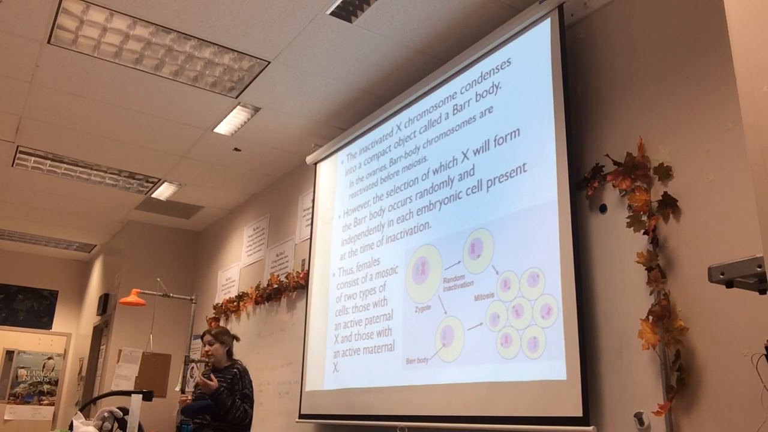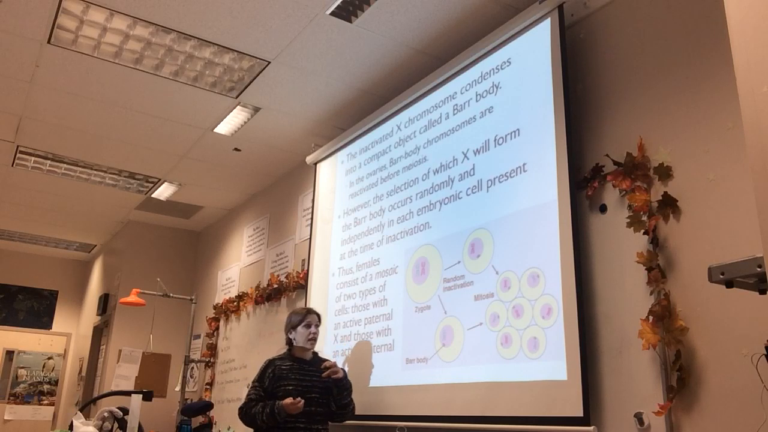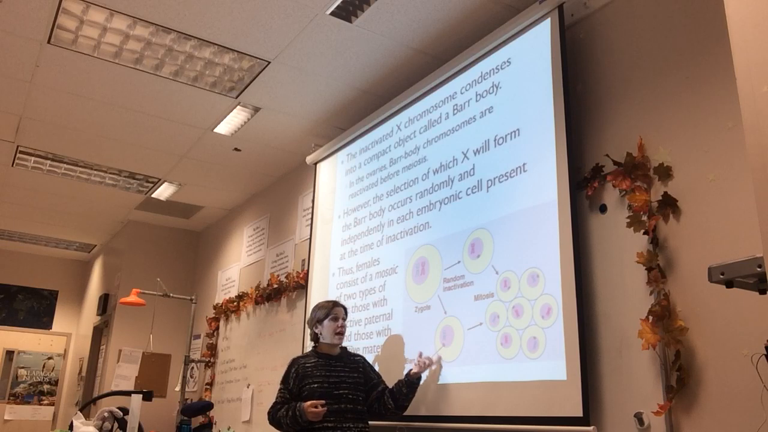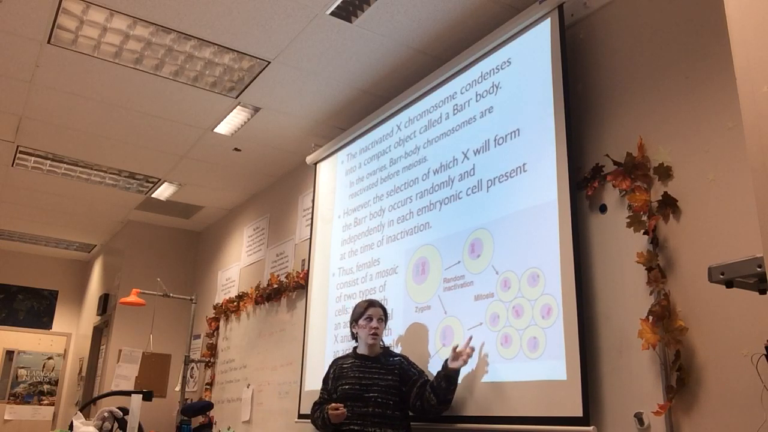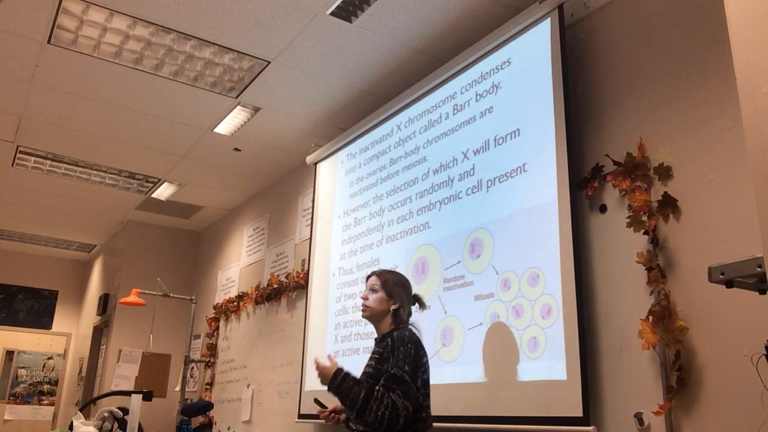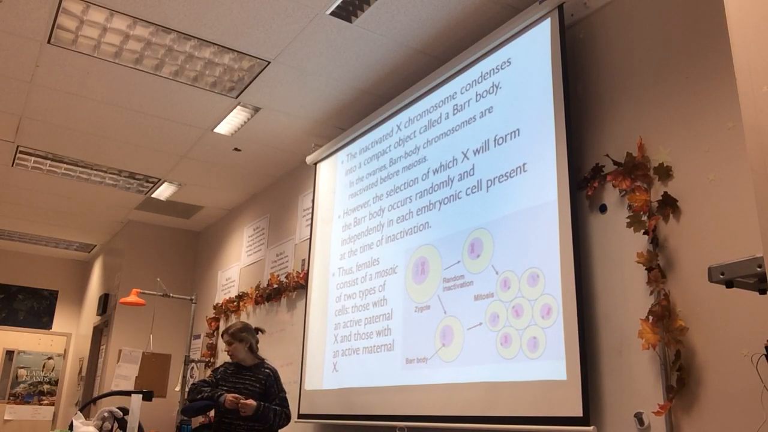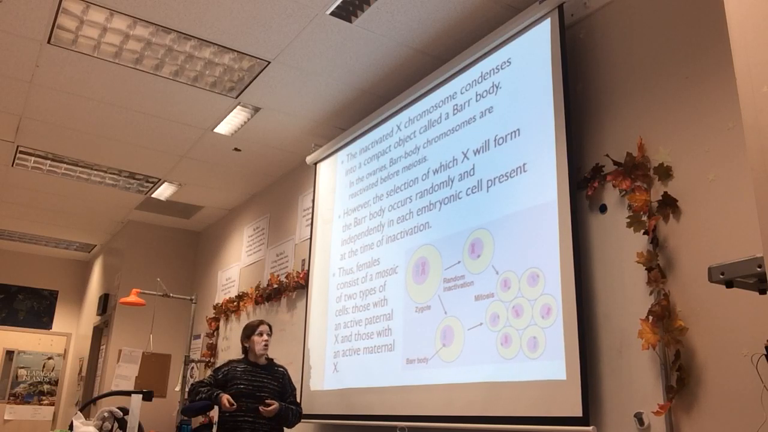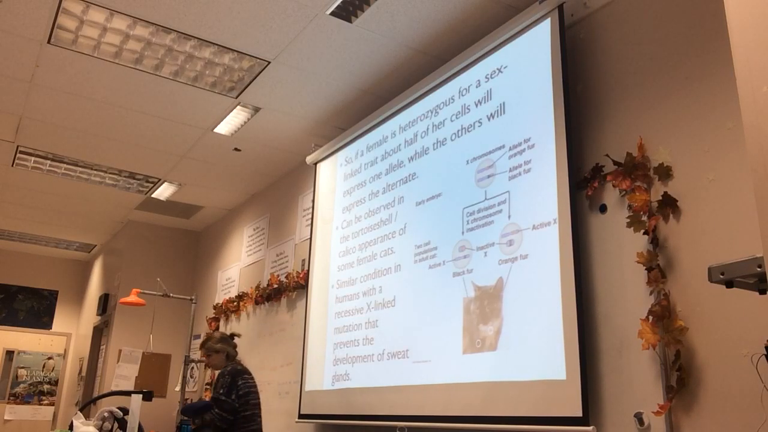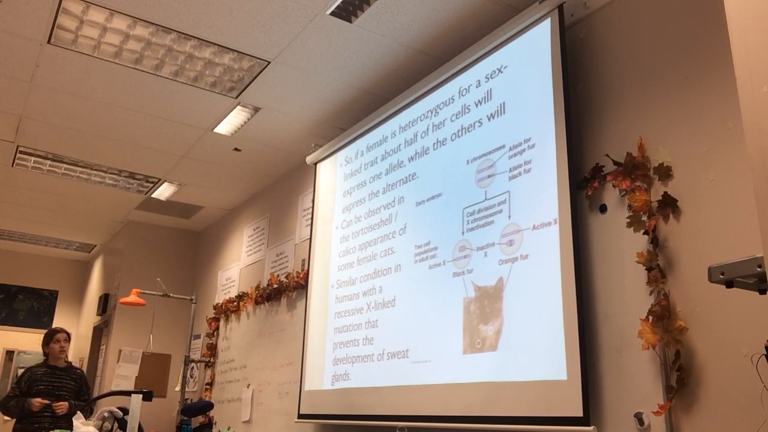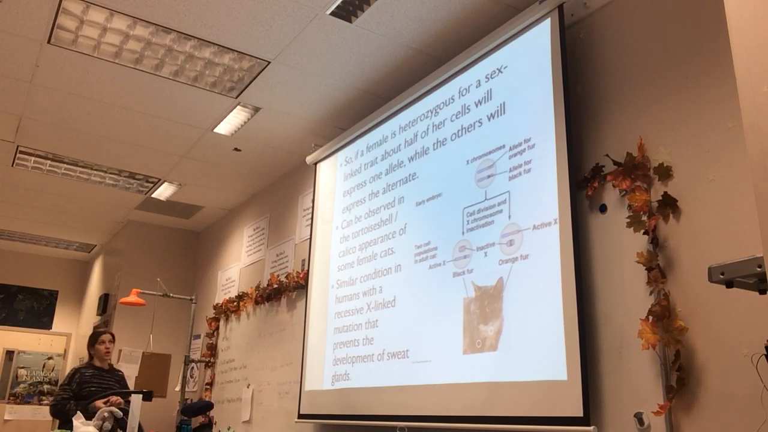And so what ends up happening is at that 100 cell stage, randomly in each cell one of the X's is turned into the bar body. And then as that cell goes through mitosis, whichever one was deactivated is also deactivated in the daughter cells. Okay? So they call females a mosaic, where you have two types of cells. One with an active paternal X, and those cells with an active maternal X. So if a female is heterozygous for an X-linked trait, about half of her cells will express one allele, and the others will express the alternate.